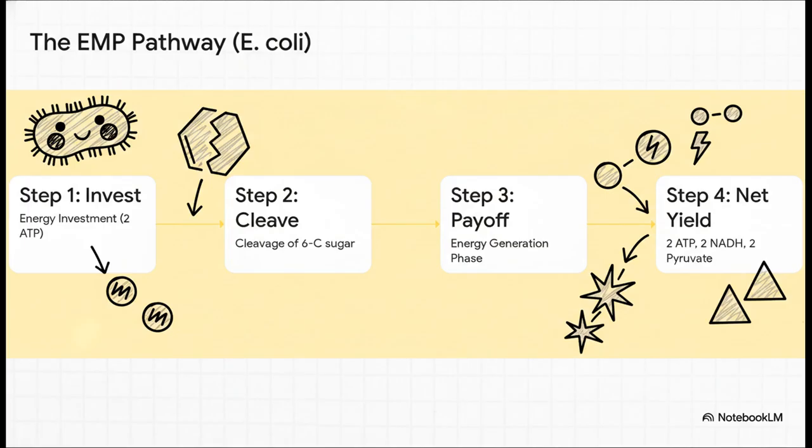The formula is pretty simple, right? You've got to invest 2 ATP to prime the pump, you split that 6-carbon sugar in half, and then you hit the payoff phase. The net result? A modest 2 ATP and 2 NADH. This is the absolute workhorse pathway for any bug that ferments.